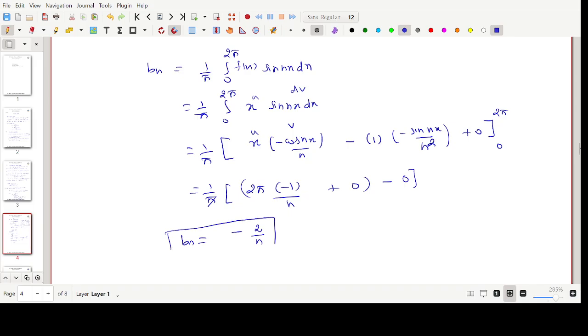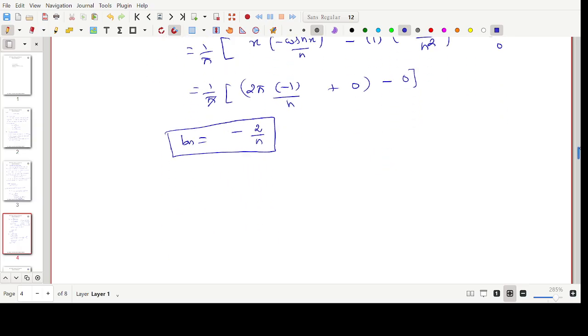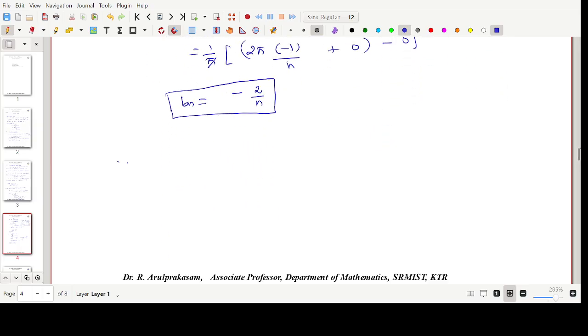So I got all the coefficient values a naught, an and bn. So just substitute the coefficient values in the series representation, that is our Fourier series expansion for that given function in the interval 0, 2 pi. So f of x is equal to a naught by 2 plus summation n is equal to 1 to infinity an cos nx plus summation n is equal to 1 to infinity bn sin nx.